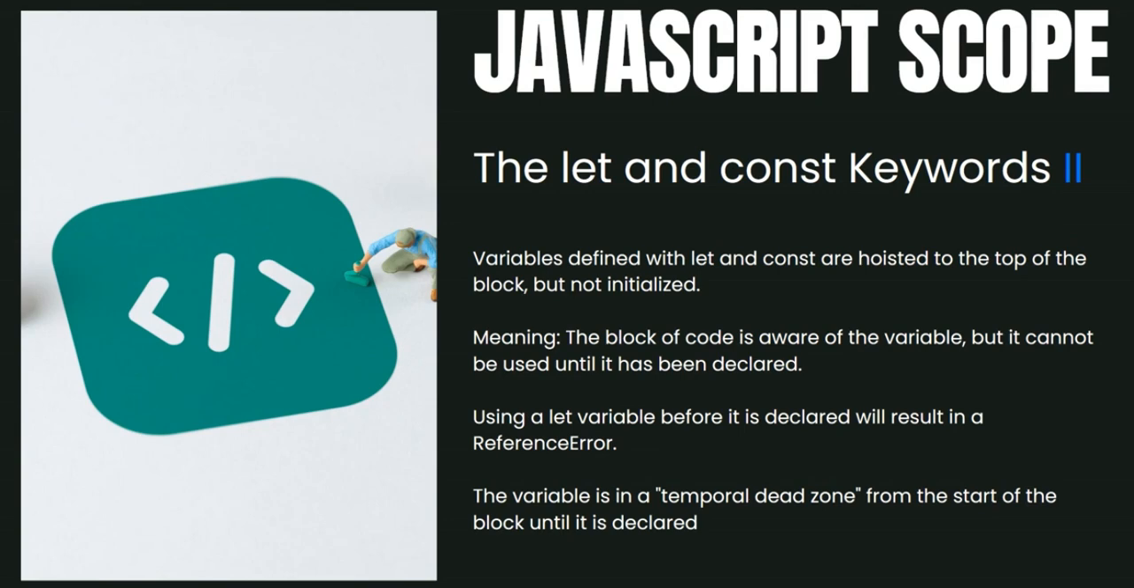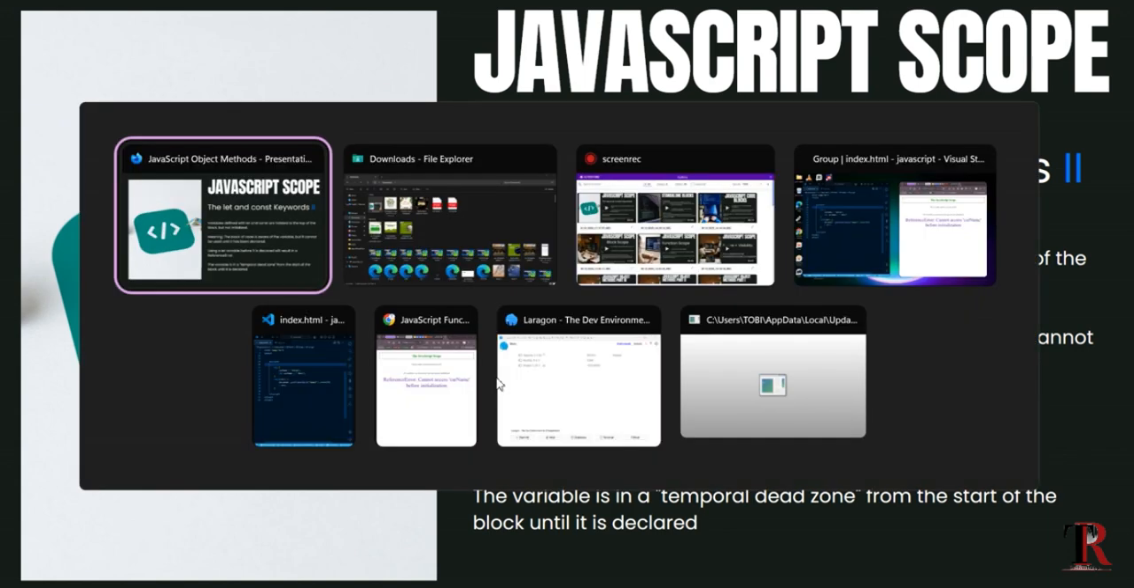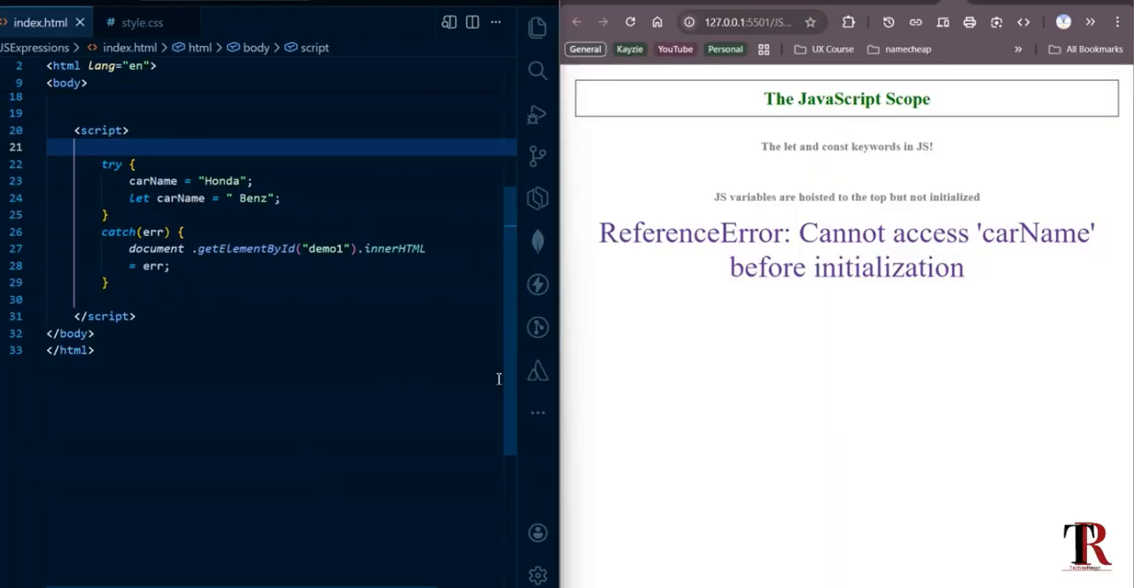Welcome back to part two of this lesson we talked about earlier concerning the let and const keywords. A quick refresher of what we discussed in that lesson is particularly this example where we use a try and catch method to catch the reference error so that the page doesn't crash.